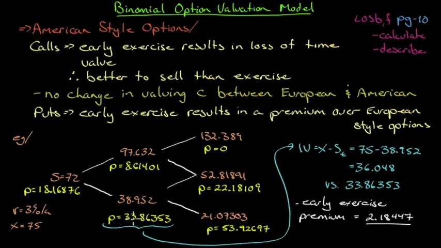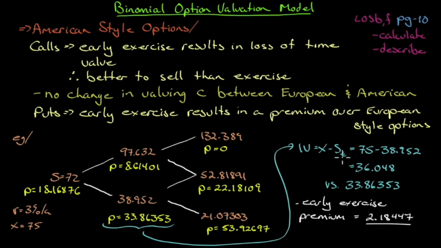But look at this. If you've got a $75 strike, you could put it to somebody, they have to pay you $75. If the stock is selling at $38.952, the option is $33.86. You can see that that does not add up to $75, which means if this were the price of the put, it would always be worth buying the put and immediately exercising it.